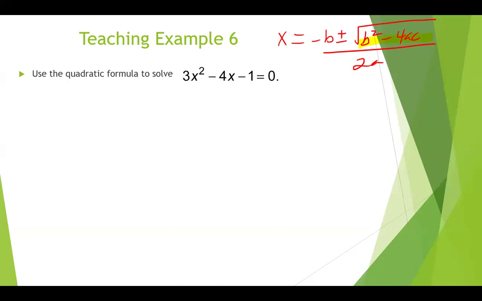Making sure that you understand where each variable comes from, we know that your a is always with your quadratic term. So our a is the coefficient for our quadratic term. In this case, it's going to be 3. Your b is the coefficient with your linear term, which is your x to the 1. So that's going to be negative 4. And your c is your constant, so negative 1.